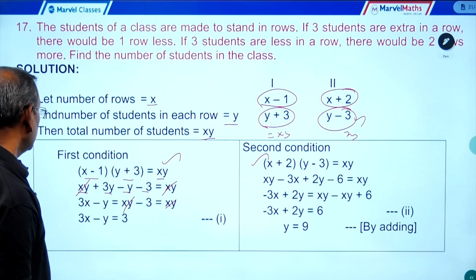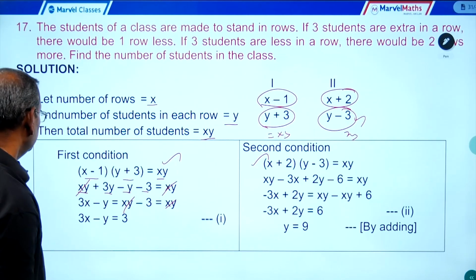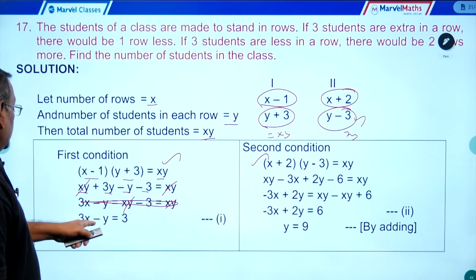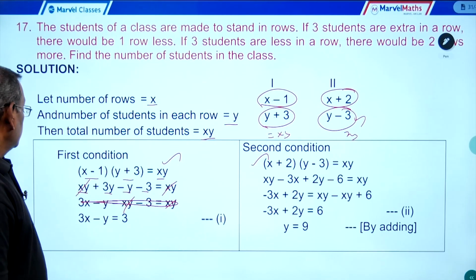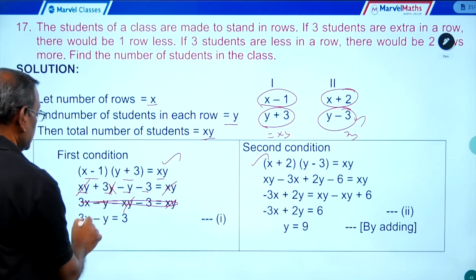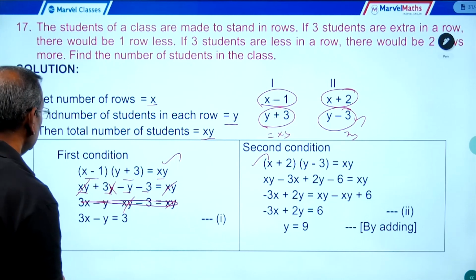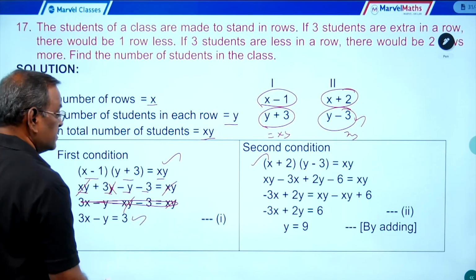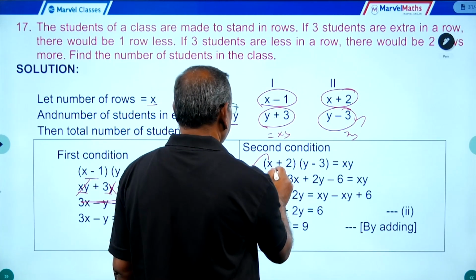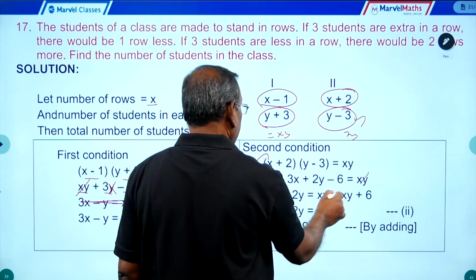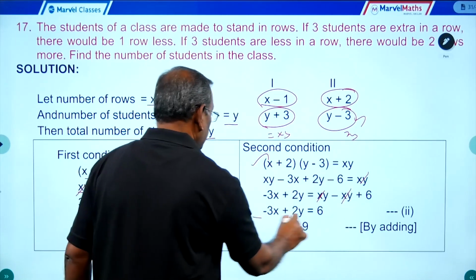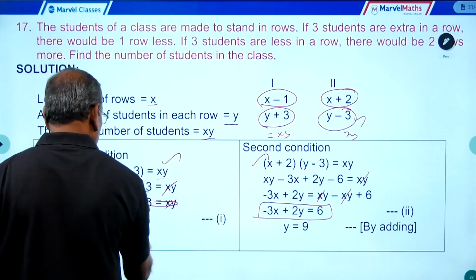Therefore, what is your conclusion now? 3y minus 2x, so eliminate this. So directly you can cancel, 3y minus y equals... 3x, sorry, this is 3x minus y equals 3, the first linear equation. Here also xy gets cancelled, otherwise here you get minus 3x plus 2y equals plus 6. Solve these two linear equations.